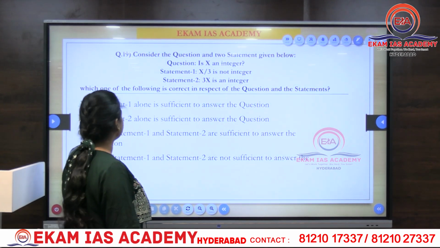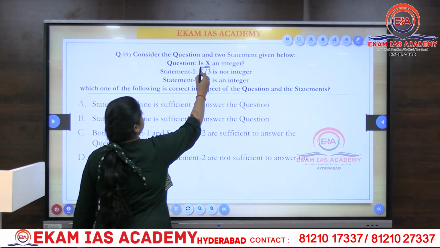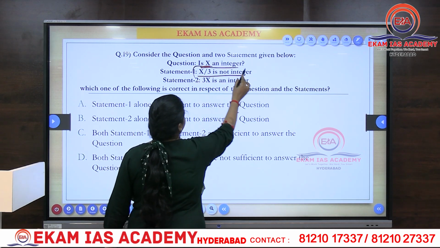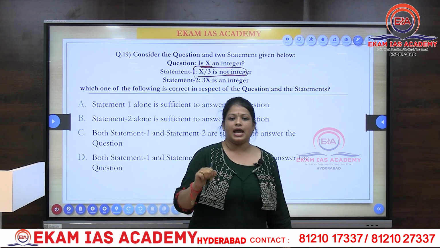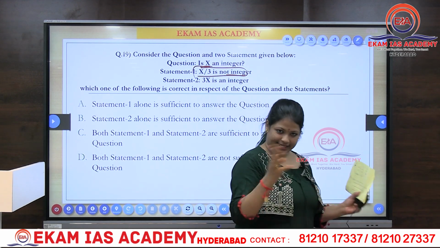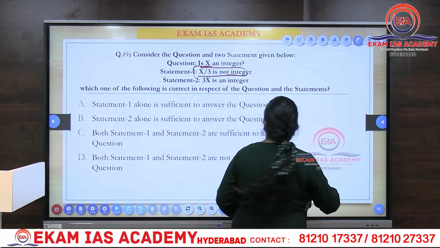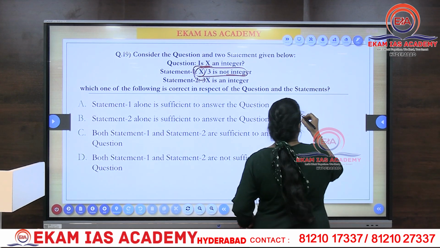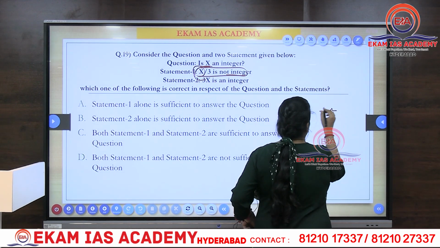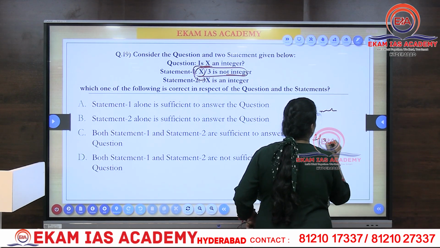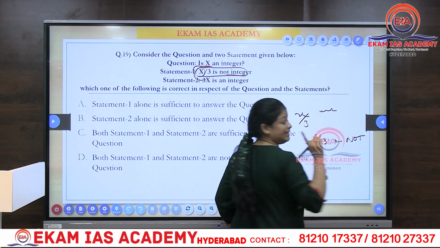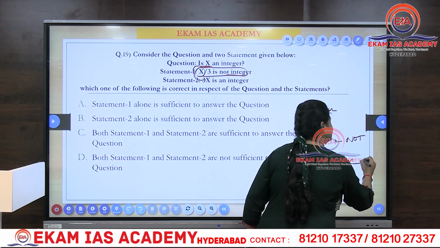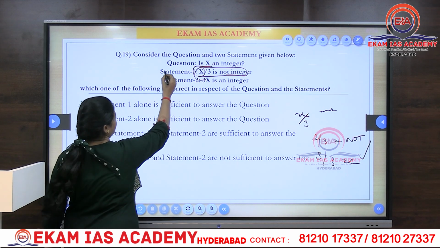Consider the question and the statement given below. Question: is x an integer? Statement 1: x by 3 is not an integer. We'll take an example here and we will see if the statement contradicts itself for different values. Okay. So x by 3 is not an integer. I take x is equal to 1. For 1, x by 3 is equal to 1 by 3, it is not an integer. I will take x is equal to 3. For 3 by 3 is equal to 1. It is an integer. Therefore, this statement is contradicting itself.